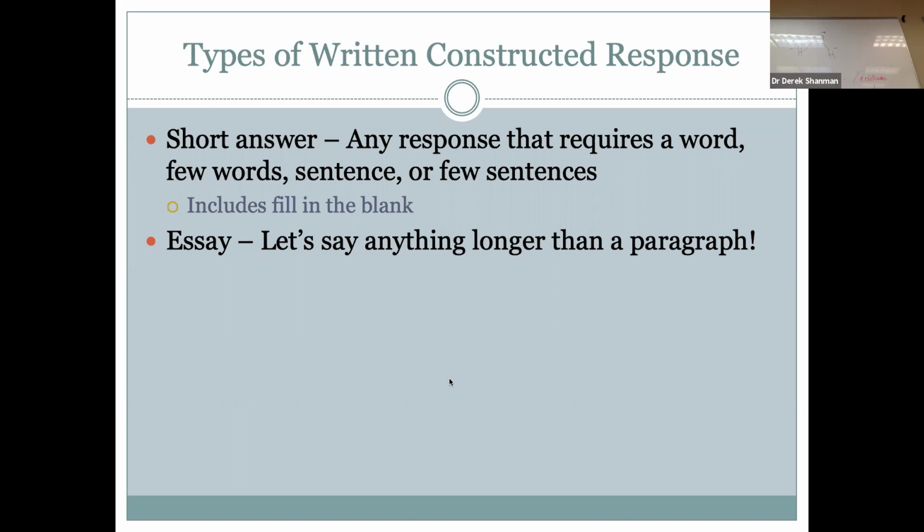So I think that in terms of how you grade, how you evaluate, here you look at content. For essays, you start to use rubrics. That's really where that falls. Okay.